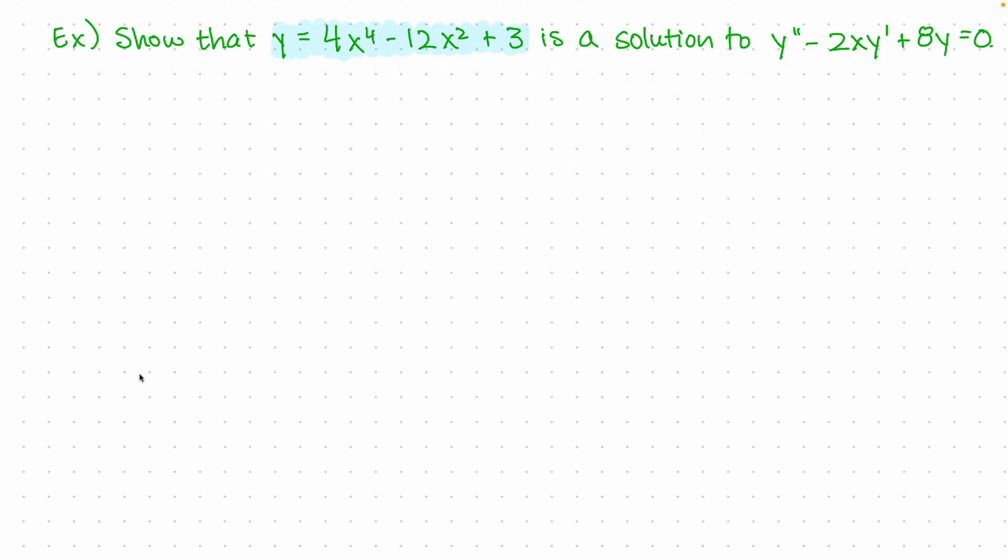All right. If y is that, this is just a polynomial. This is easy. y prime is 16x cubed minus 24x. y double prime is 48x squared minus 24.